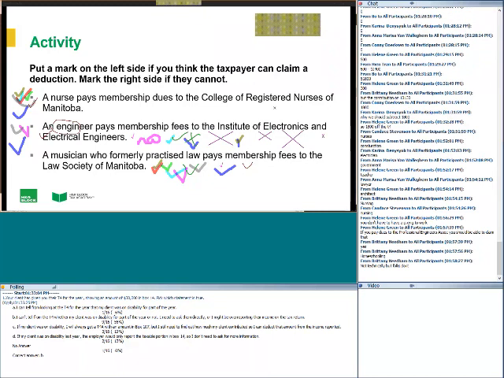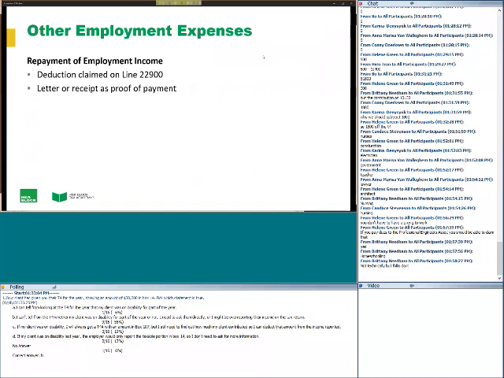Okay. We have 2 minutes left. Let's see what I can do in 2 minutes. Other employment expenses, you might have to repay some employment income.